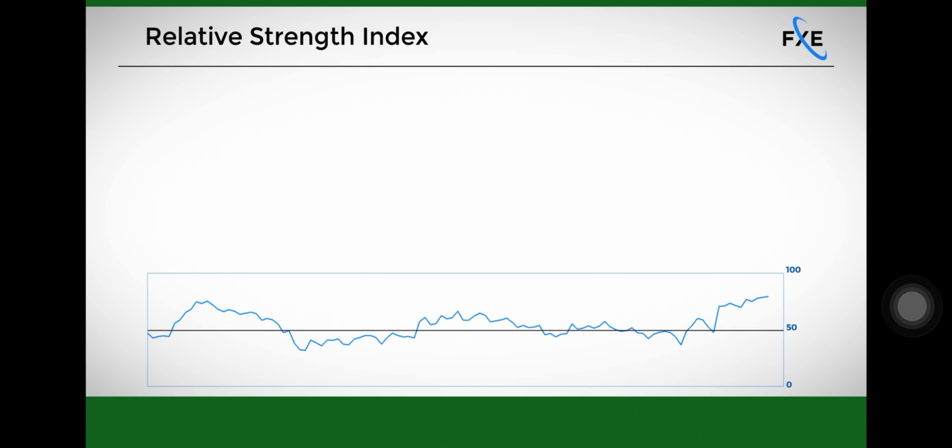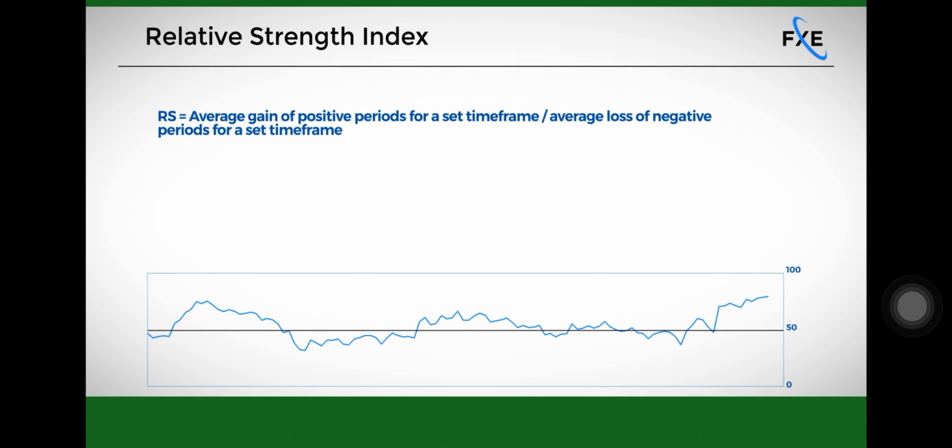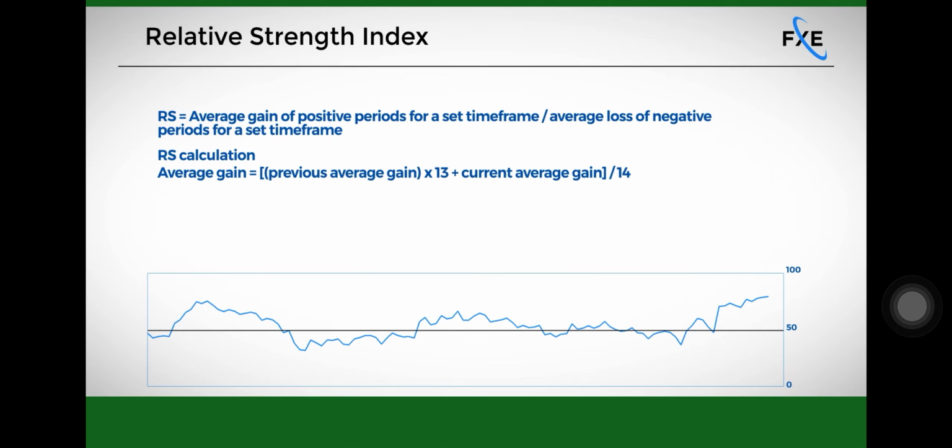The RSI indicator is made up of one line, the RSI level, which involves a two-step process to generate the value. The first step is to calculate the relative strength value. This is worked out by taking the average gain of positive periods for a set time frame and dividing it by the average loss of negative periods for a set time frame. Calculating the average gain is done by multiplying the previous average gain by 13 and adding that to the current average gain and dividing it by 14. The current average gain is the sum of gains over the prior 14 periods divided by 14.